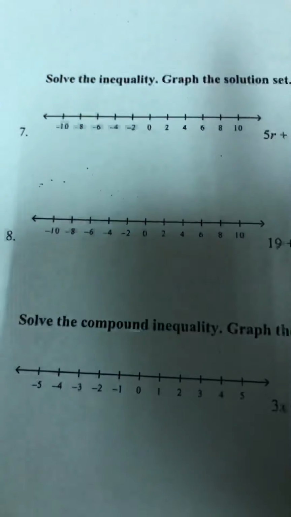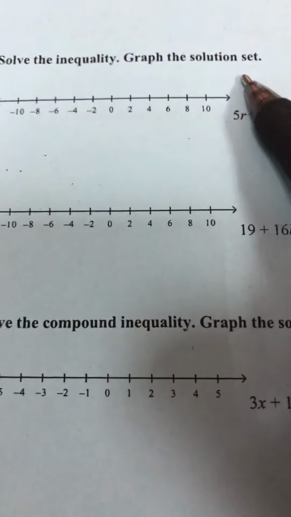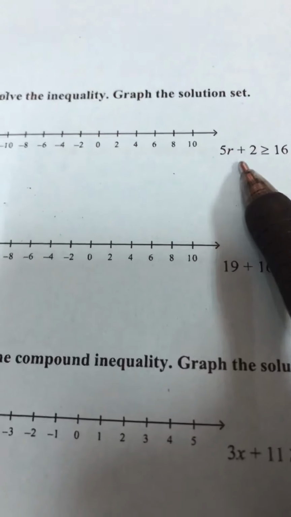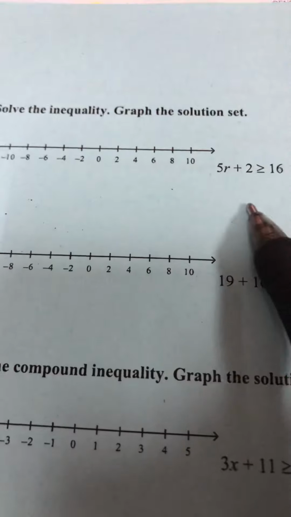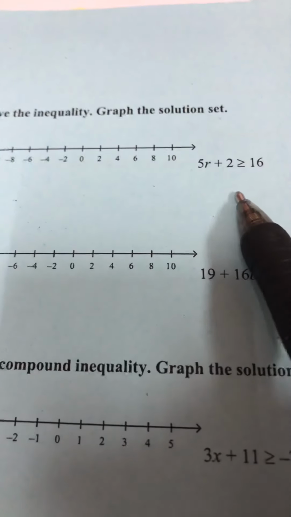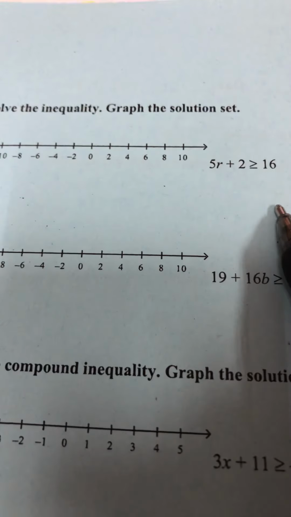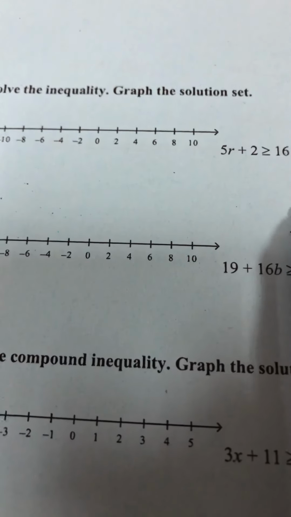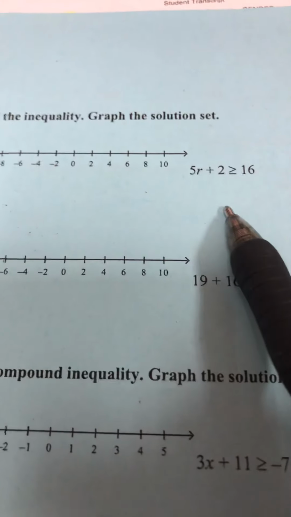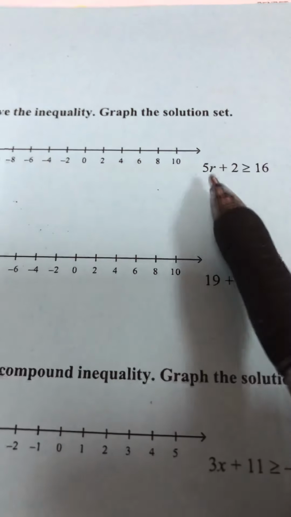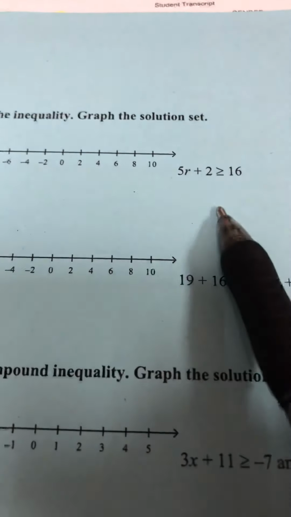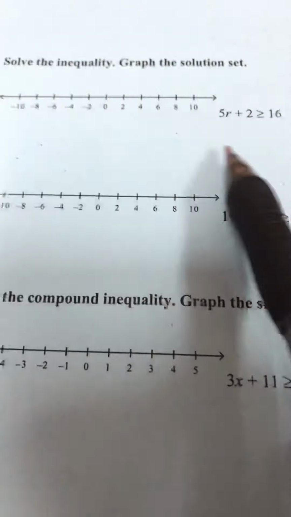We have some graphing on the back of that page. Solve the inequality and graph the solution set. So what you're going to do is subtract 2 from both sides, and then you have 5r is greater than or equal to 16 minus 2, and then divide both sides by 5. Just isolate the variable, in other words, and you'll be good to go there. And then go ahead and graph that.